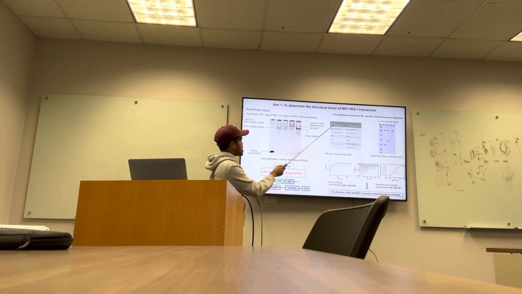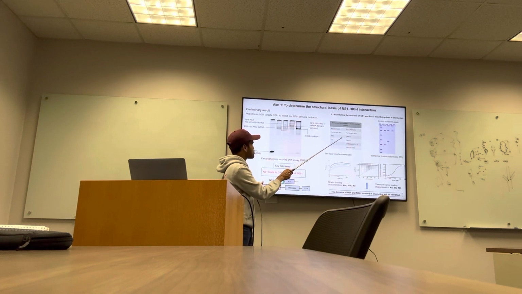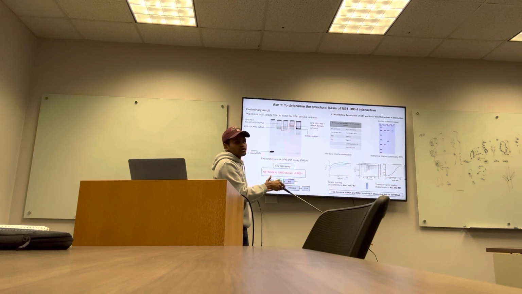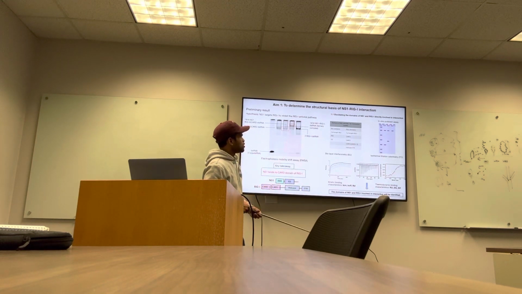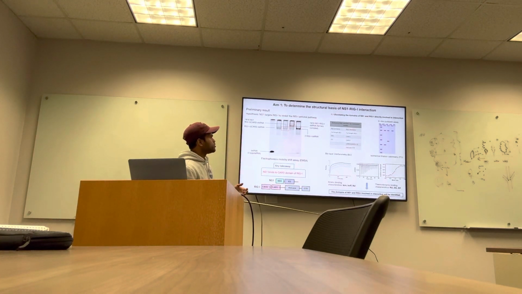For that, I have listed the different domains of NS1 and RIGA, and we will study the interactions between individual domains. For example, let's say the RBD, the RNA binding domain, with the CARD domain of RIGA, the CARD1 of RIGA, CARD2 of RIGA, as well as the combination of 1 and 2. And we'll do the same for the effector domain as well.